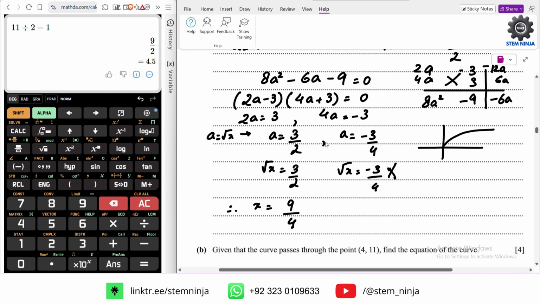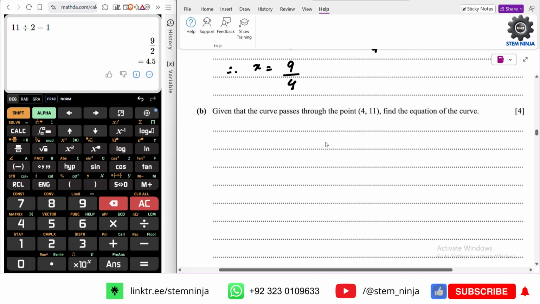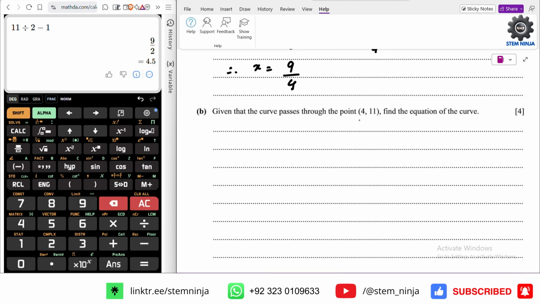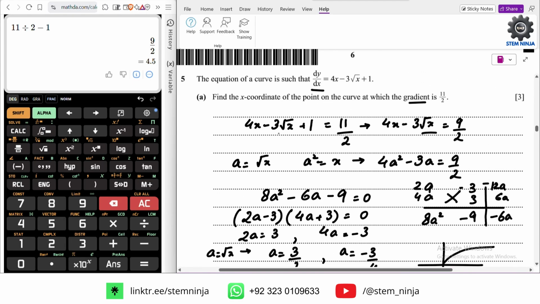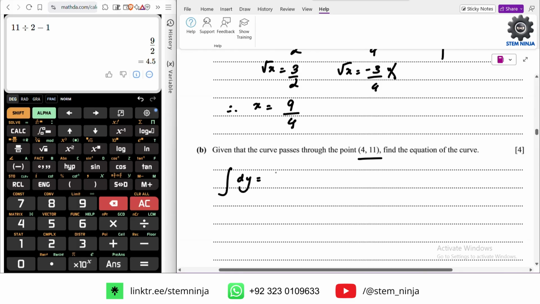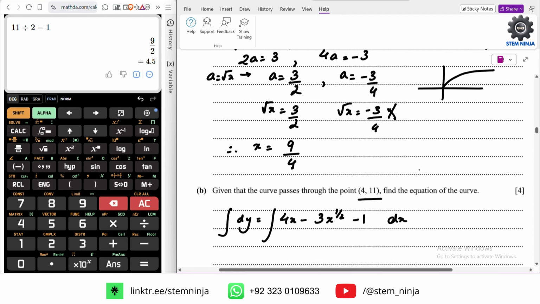Okay, alright. Question part B. Given that the curve passes through the point (4, 11), find the equation of the curve. Okay, so basically we need to integrate that dy by dx, which is 4x minus 3 root x, so this is x to the power 1 over 2, minus 1 dx. Was it minus 1 or plus 1? Plus 1.